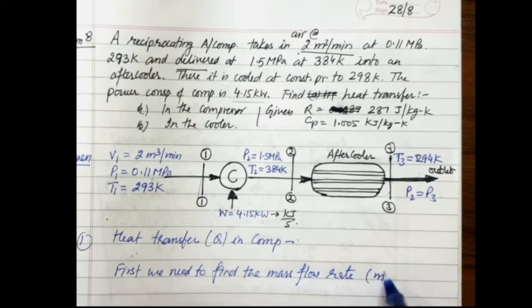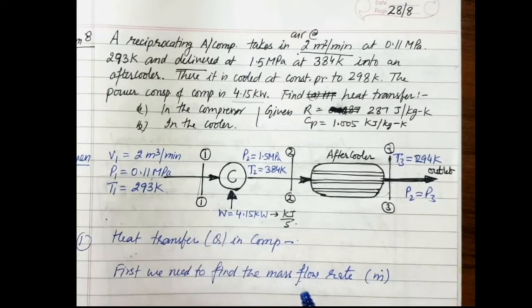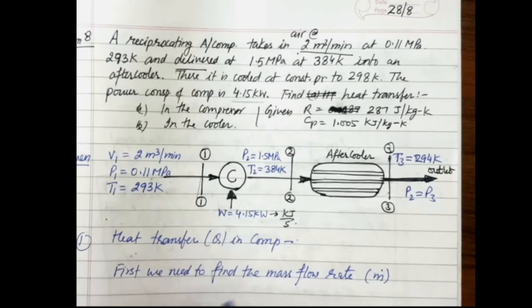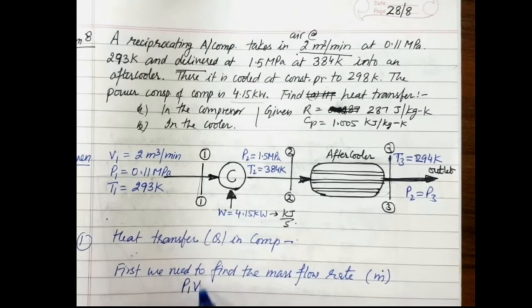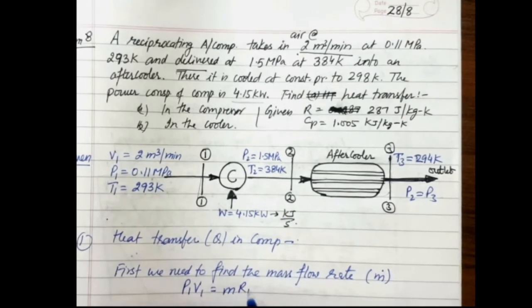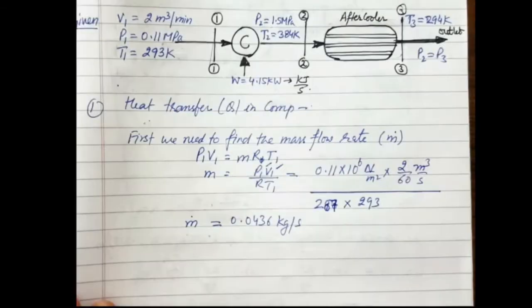सबसे पहले हमें मास फ्लो रेट फाइंड करना पड़ेगा, क्योंकि हमें जो दे रखा है वो वॉल्यूम की टर्म्स में है लेकिन मास की टर्म में नहीं है. सो यूजिंग दिस इक्वेशन P1 V1 इज इक्वल टू MRT, विच इज़ वैलिड फॉर दिस केस, सो वी कैन फाइंड आउट मास इज इक्वल टू P1 V1 ओवर R into T1. So just substitute the values.